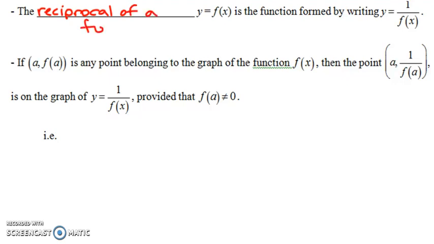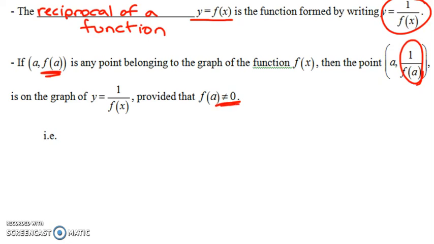So we also say that the reciprocal of a function y equals f of x, we'd write that technically as y equals 1/f of x. If you have a point on the graph of this function, that means that we'd actually flip the y value. So the y value is the part that would have the flipped reciprocal. Again, as long as your point is not 0, because 0 does not have a reciprocal value.